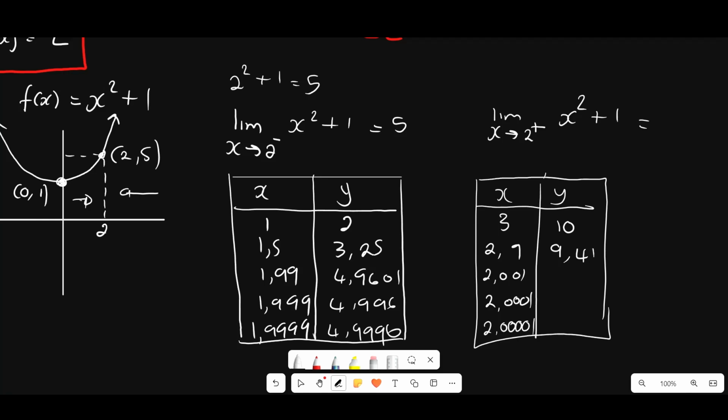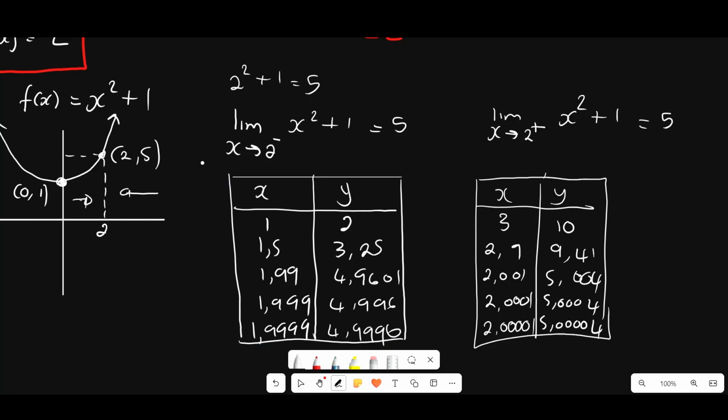Then we put 2.001, and then we get 5.004. And if you put more zeros there, you get 5.0004, and then of course you get 5.00004. So in this case, again, if you round this off to the nearest whole number, you get a value of 5. So we call this a two-sided limit, right?